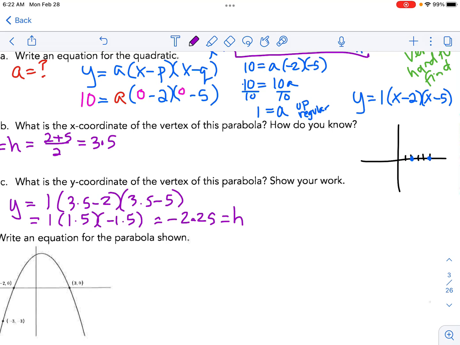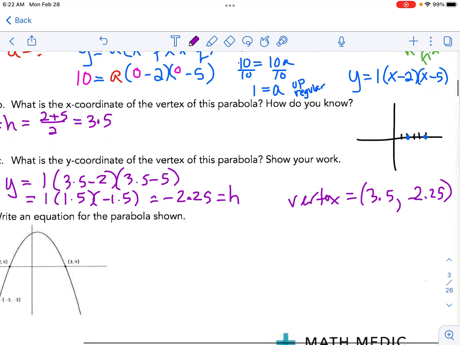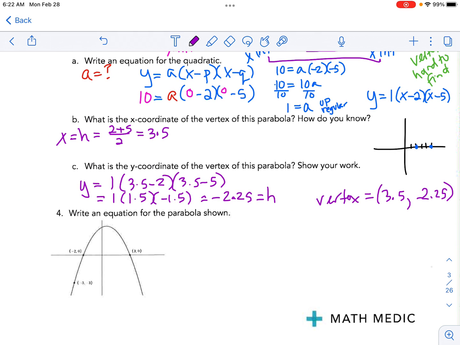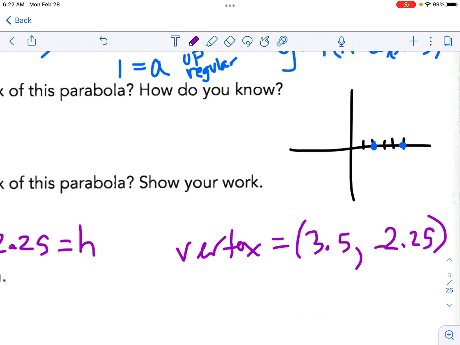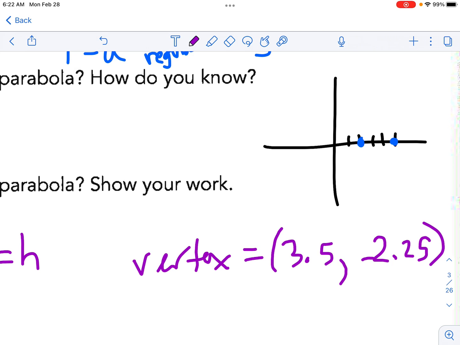And so our vertex then is 3.5, lots of decimals here, and negative 2.25. So that's our vertex. And so it would look something like, you know, maybe about right here. And then we could kind of draw that parabola like that.